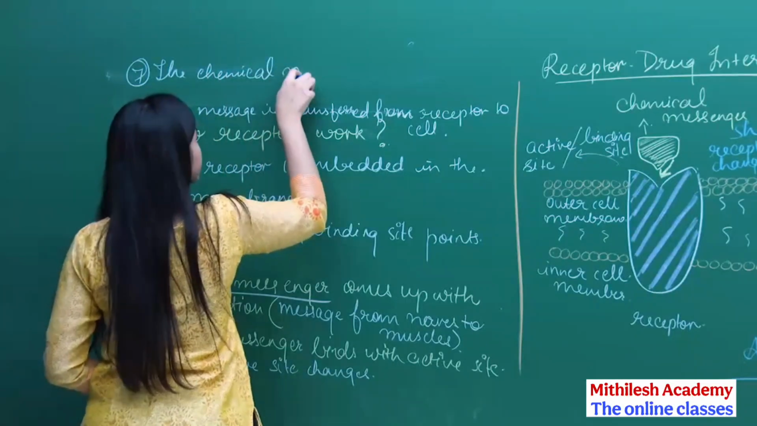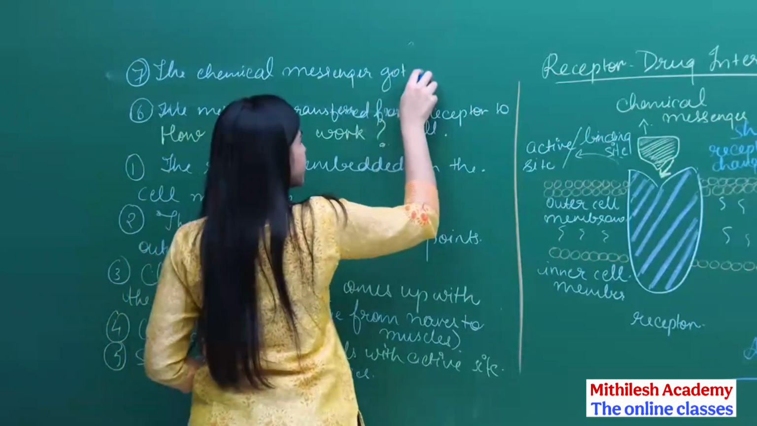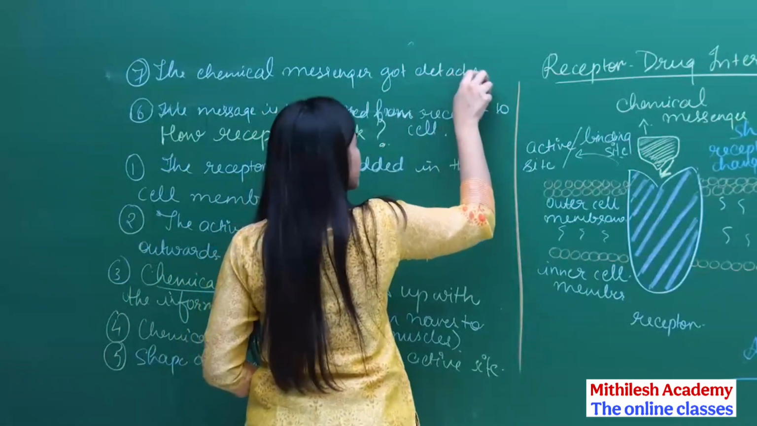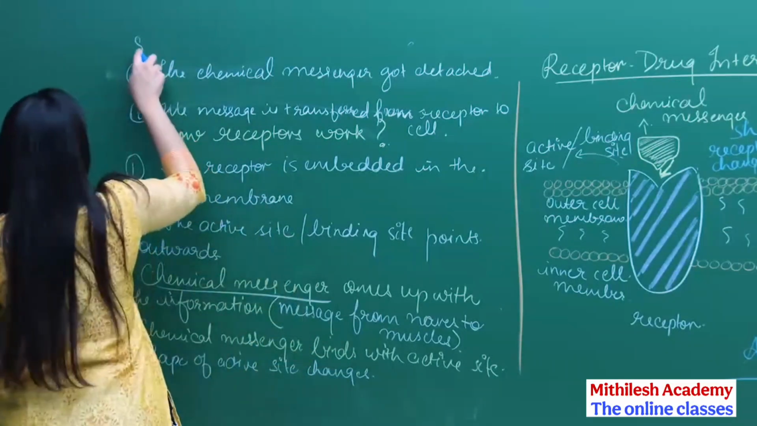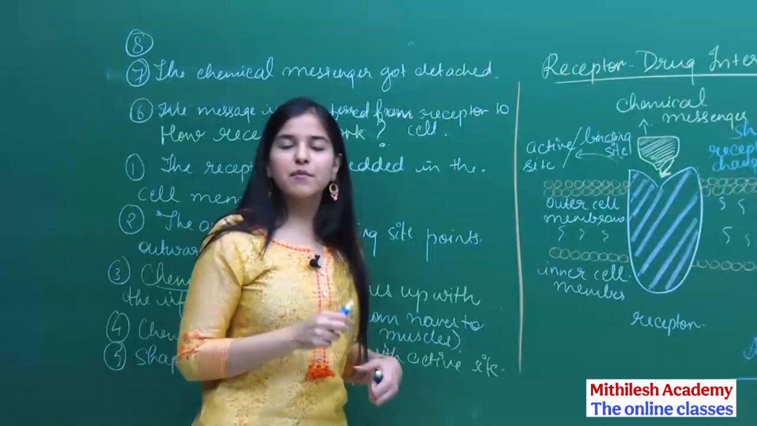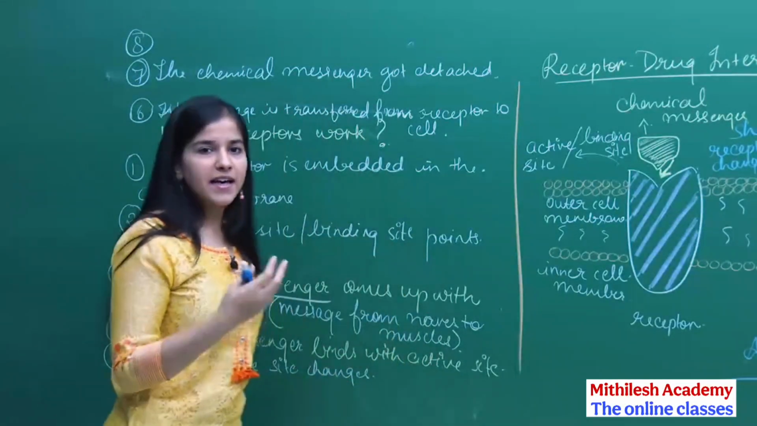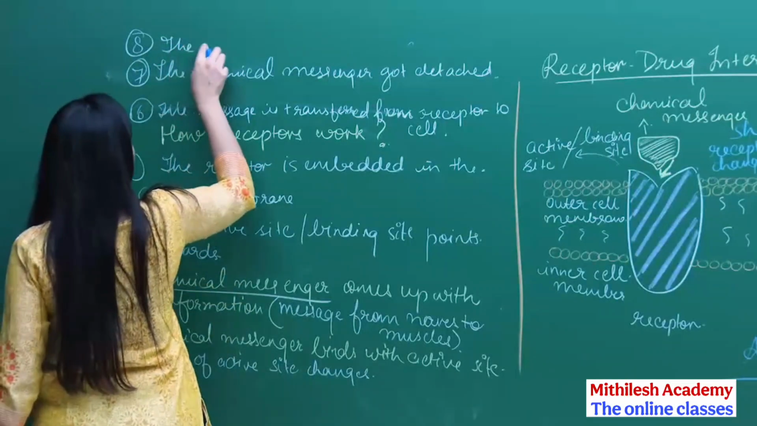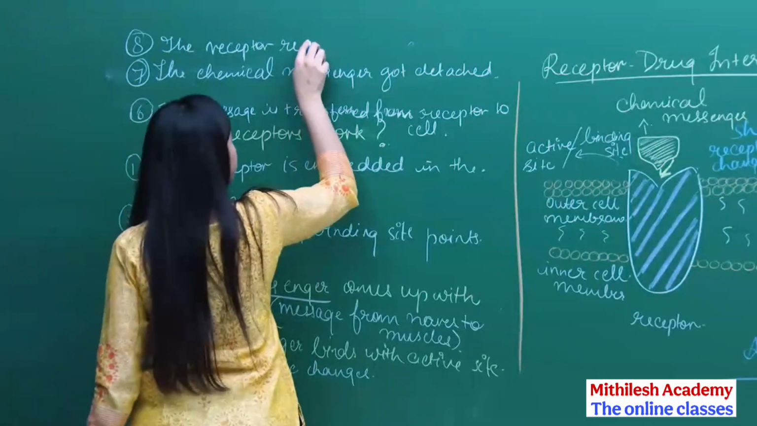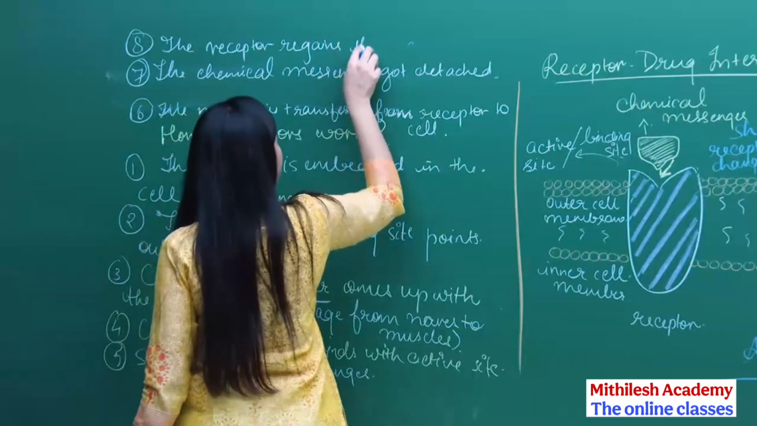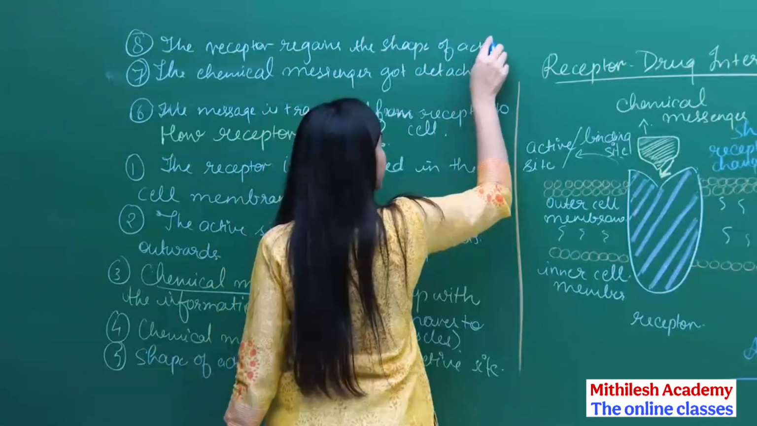The chemical messenger got detached, and what else? The last point would be the chemical messenger has now got detached and the receptor regains the active site. The receptor regains the shape of active site.